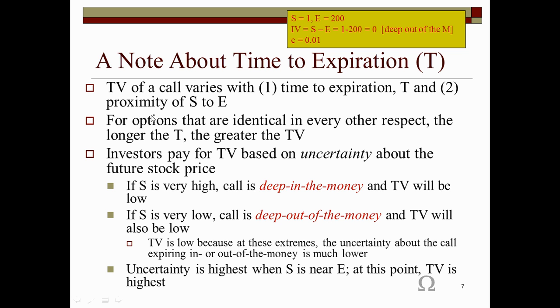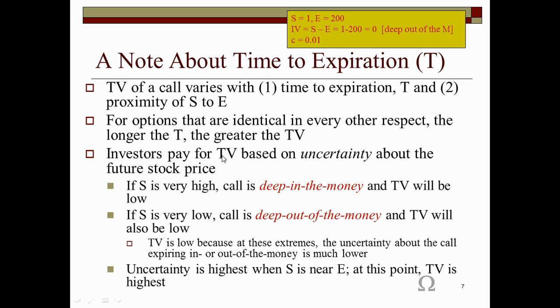So here's what's up. It says that the time value of a call varies with respect to time to expiration, of course. The longer the time to expiration, the more valuable an option. And two, the proximity of the stock price to the option's exercise price. In other words, how close the stock price is to the exercise price would also influence the time value of an option. And let's explain how this works. For options that are identical in every other respect, the longer the time to expiration, the greater the time value. Alright, that point has already been made.